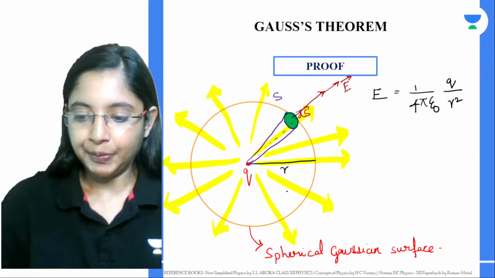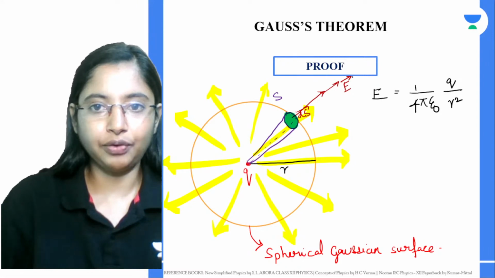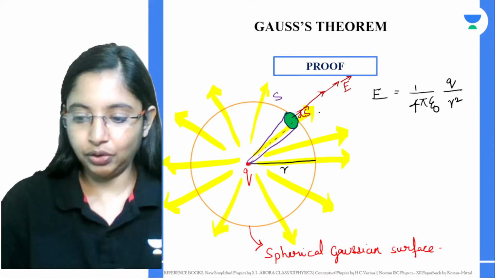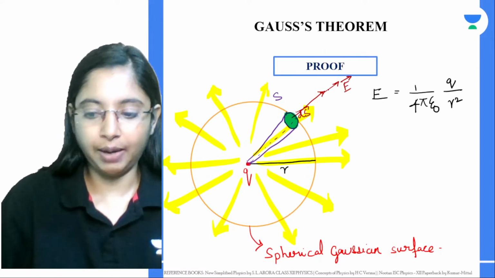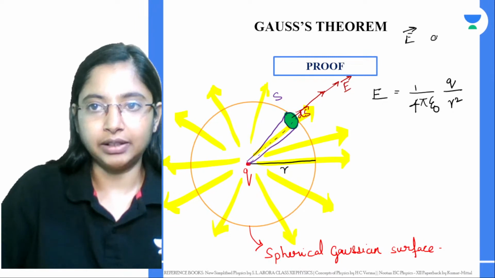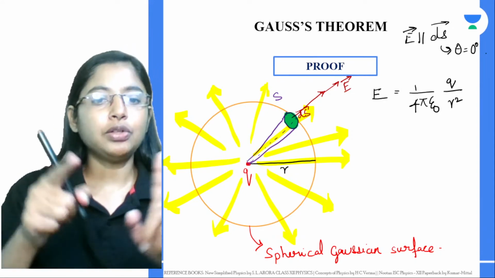Now here, the normal, the area vector we have drawn, and the electric field do not have any angle between them. So if you look at theta, E and the area vector ds are parallel to each other, which means theta is equal to 0 degrees.